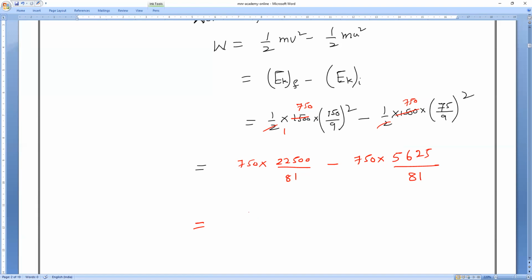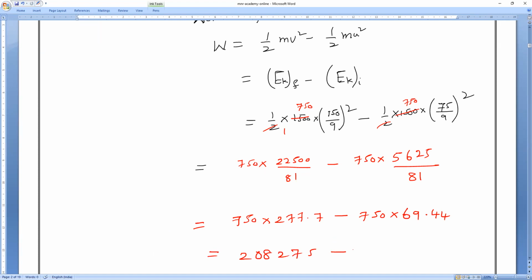So first 750 into 22,500 divided by 81, which will come to 277.7, minus 750 into 5,625. Calculations in the exam will also be like this only. You have to solve. 5,625 divided by 81 gives 69.444. So do it, everybody. First, 750 into 277.7, which is approximately 208275.